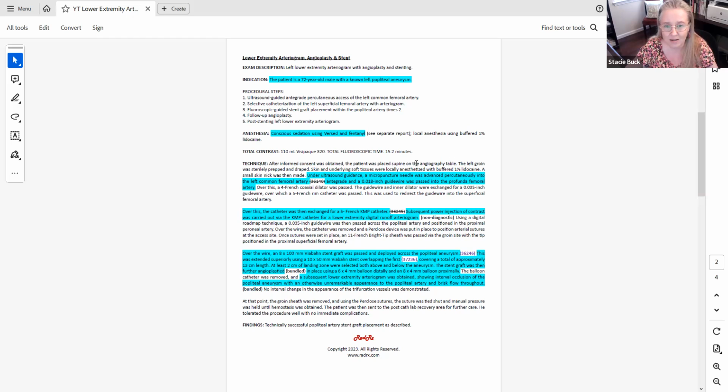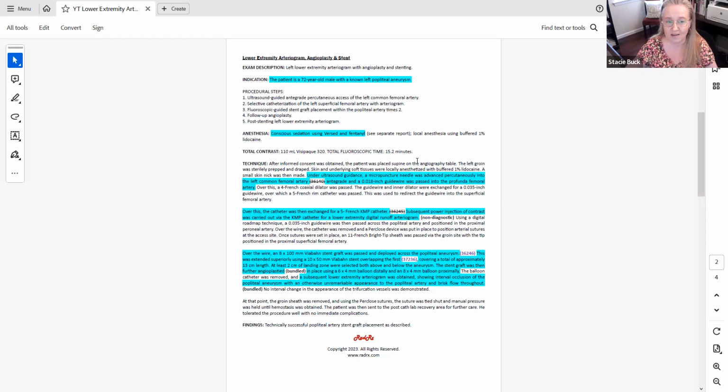While most cases in the lower extremities are coded with the 37220 through 37235 code range, those codes are used for occlusive disease. And whenever a patient is being treated for non-occlusive disease in the lower extremities, then we're going to look at different codes. So let's just do a brief review of the procedural steps.